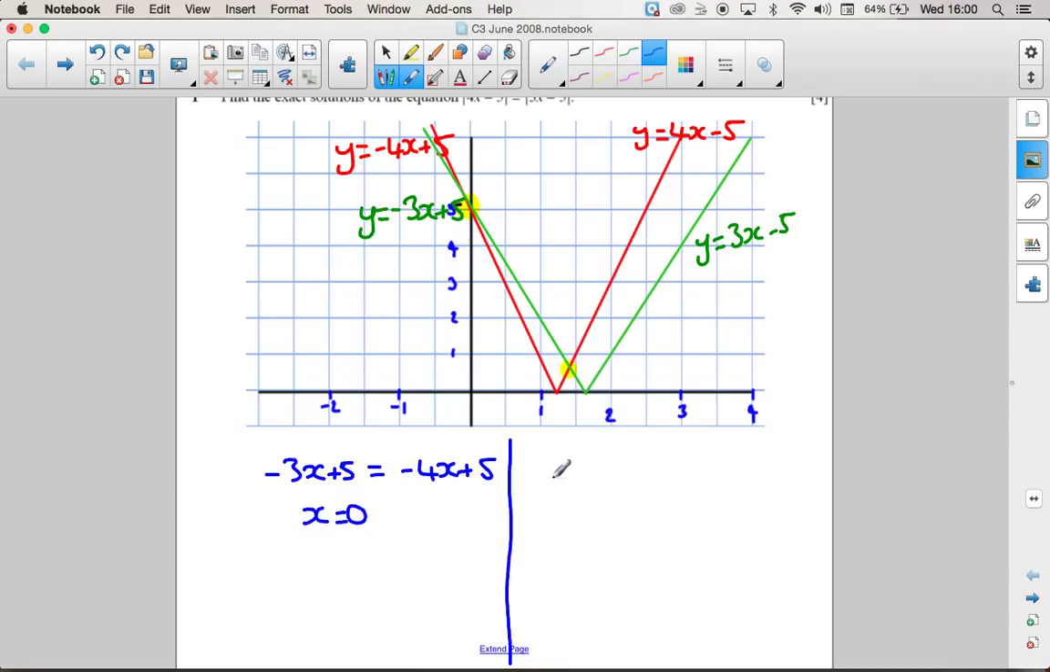So that, as I said before, is when 4x minus 5 meets minus 3x plus 5. This line here doesn't ever meet the red line, so there's going to be no solutions using the 3x minus 5. So if I add that 3x on and add the 5 to the other side, that will be when x equals 10 over 7.